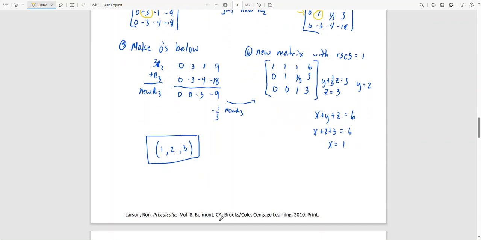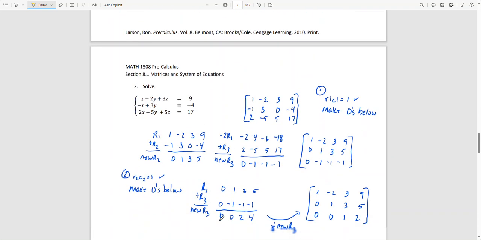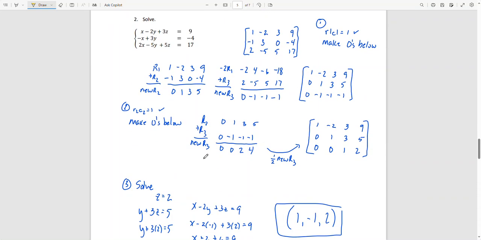Always check in the original problem. There's the system. Make sure it works, or check your 7.3 notes. Next problem. We're going to solve again. X minus 2y plus 3z equals 9. That equation turns into the row 1, negative 2, 3, 9. Similarly, my next row will be negative 1, 3, 0 z's, and a minus 4. Third row, 2, minus 5, plus 5, 17.